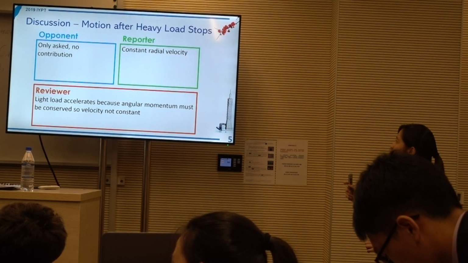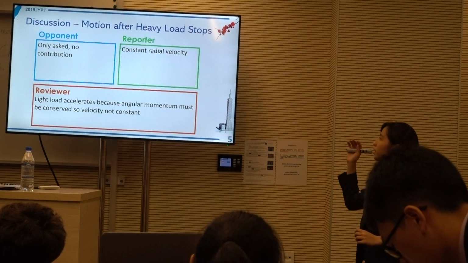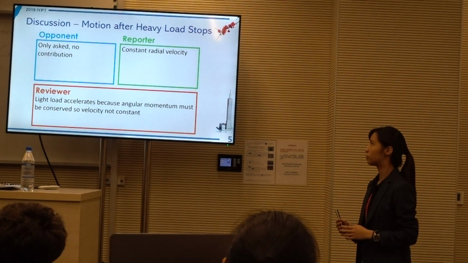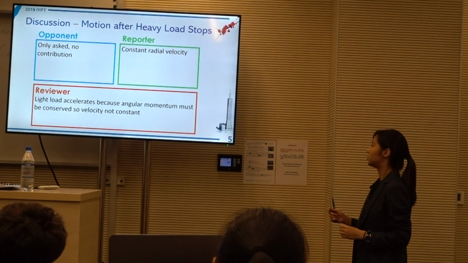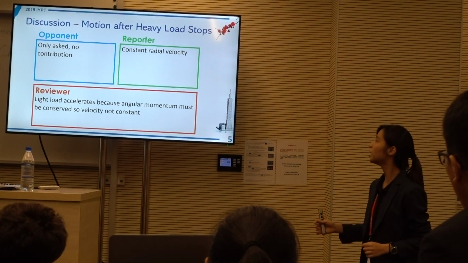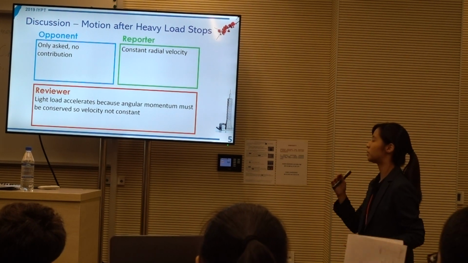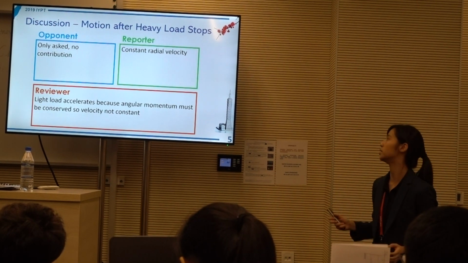And here's the discussion on motion after the heavy load stops. The opponent only asked questions on it without giving any contribution of his own. The reporter answered that the radial velocity is constant. But I think the light load will accelerate because angular momentum must be conserved, so the velocity is not constant.